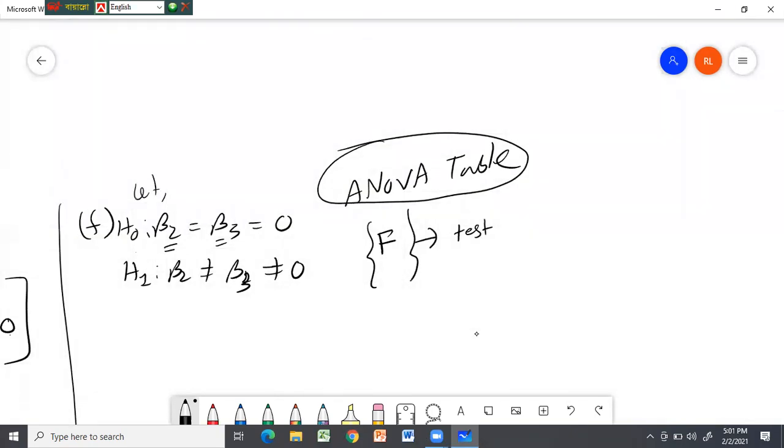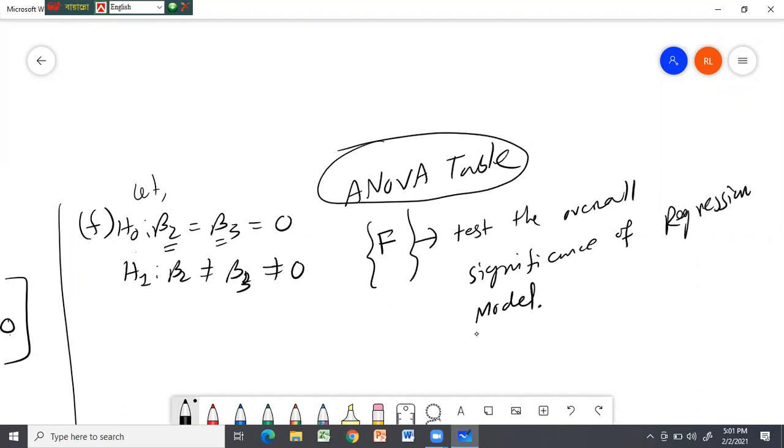the overall significance of the regression model. The ANOVA table is constructed on the basis of the F test, and this F test or Fisher test is actually estimating the overall significance of the regression model.